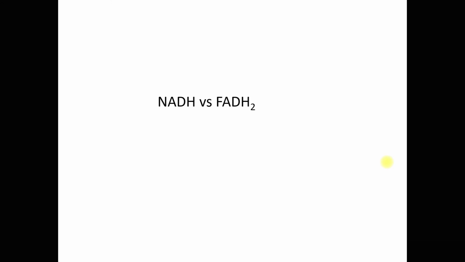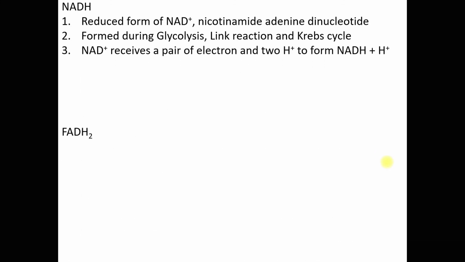So until here, candidates or students, you must be able to list out the differences between NADH and FADH2. So NADH is the reduced form of NAD plus, that is the nicotinamide adenine dinucleotide. And then NADH is formed during glycolysis, link reaction, and Krebs cycle.